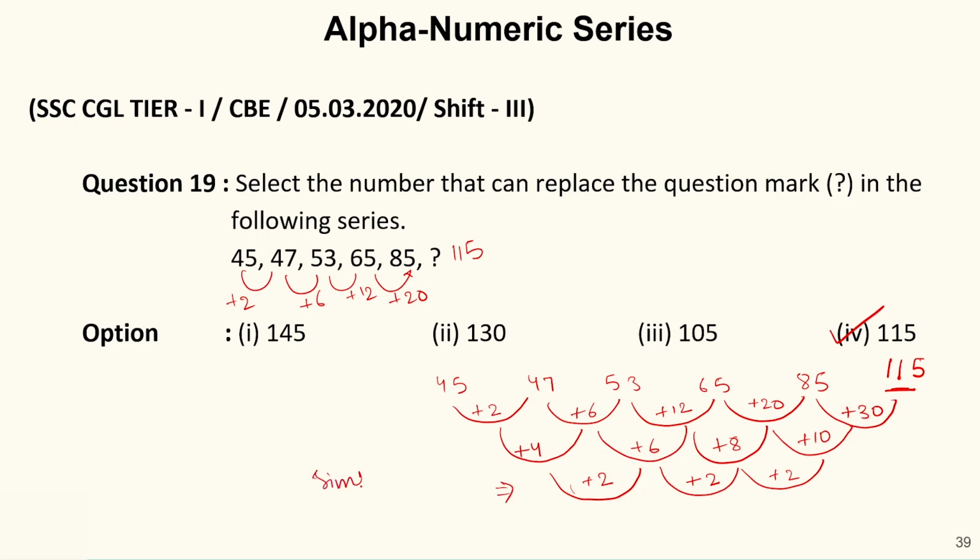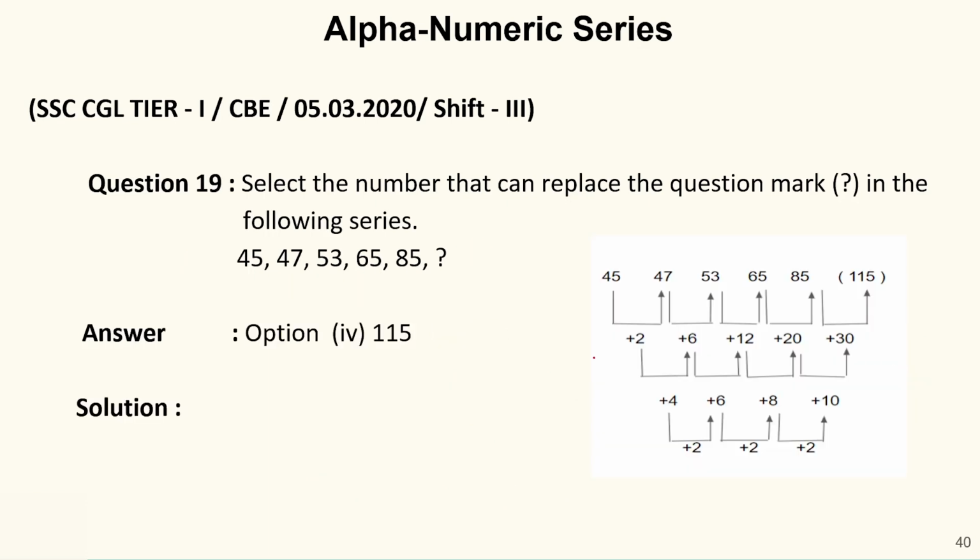This is the simplest form. So whenever you get a series like this in which the numbers are increasing in a manner in which it is not clear, try breaking it down to the simpler form, because when we break it down to the simplest form, the answer becomes clear. So our answer will be option number 4, 115.